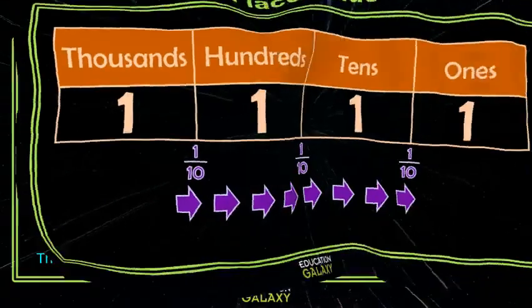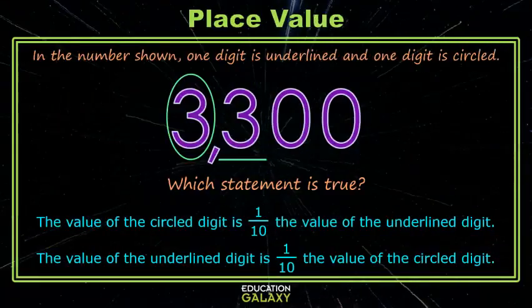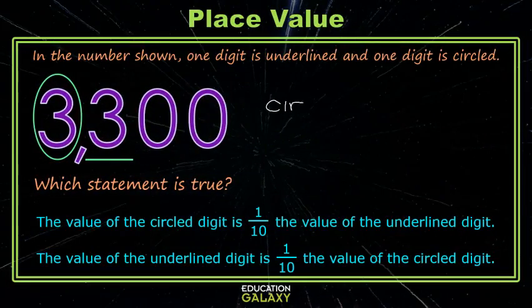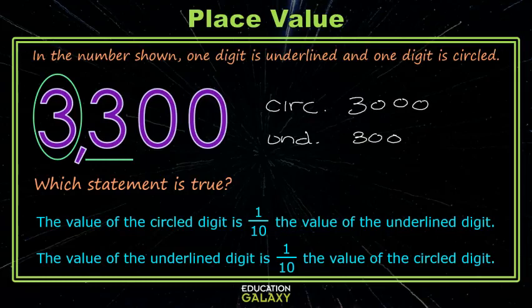Let's look at an example. Here we have 3,300. We want to compare the 3 in the thousands to the 3 in the hundreds. So let's take a look. My circled digit is 3,000. My underlined digit is 300. So how do I get from my circled digit to my underlined digit? Well, this one has 3 zeros and this one has 2 zeros. We know that I divided by 10. In other words, my underlined digit, 300, is 1/10 of 3,000.